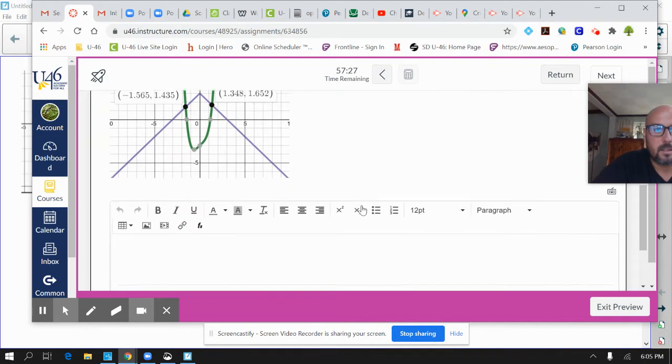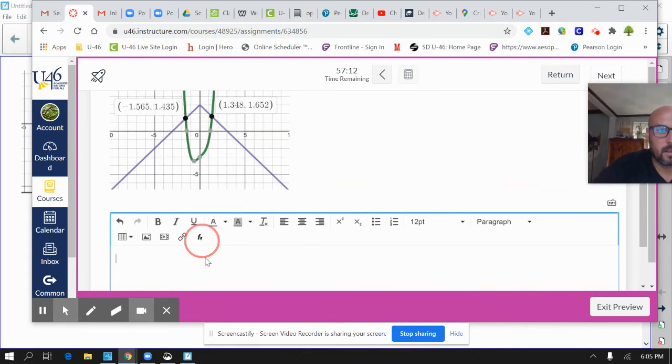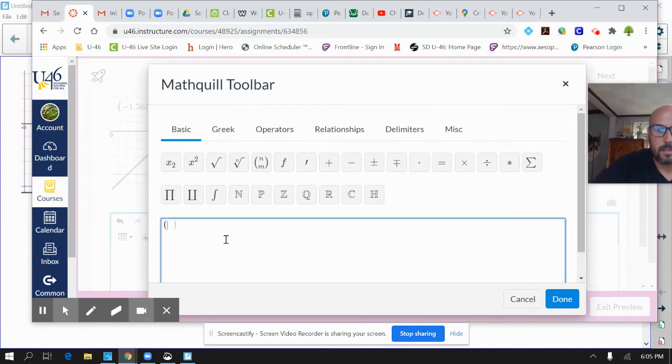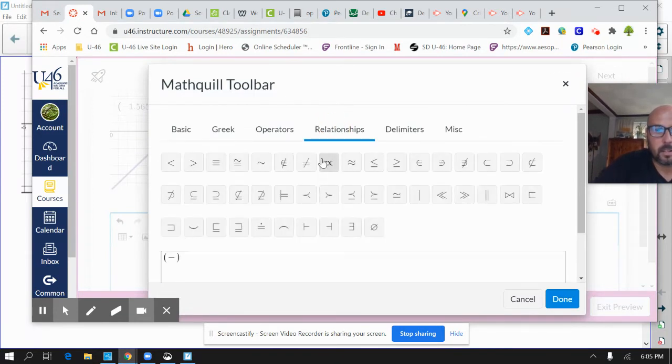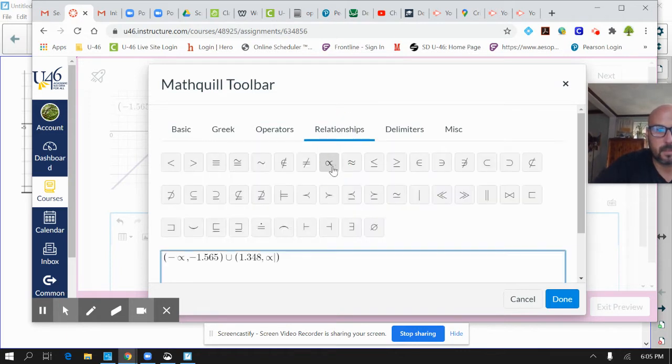That's what it says. So you could try to graph it, and I saw some people doing this, which is clever, and that's full credit. If you want to do that, you're totally fine. But you have this option over here, this f(x), to write it out. So parentheses, negative, I think underneath the relationships you have the infinity symbol, parentheses, negative 1.565, and then union, which is an operator, parentheses again, 1.348, all the way to infinity. Parentheses everywhere, because the question was, when is it just greater than, not greater than or equal to?